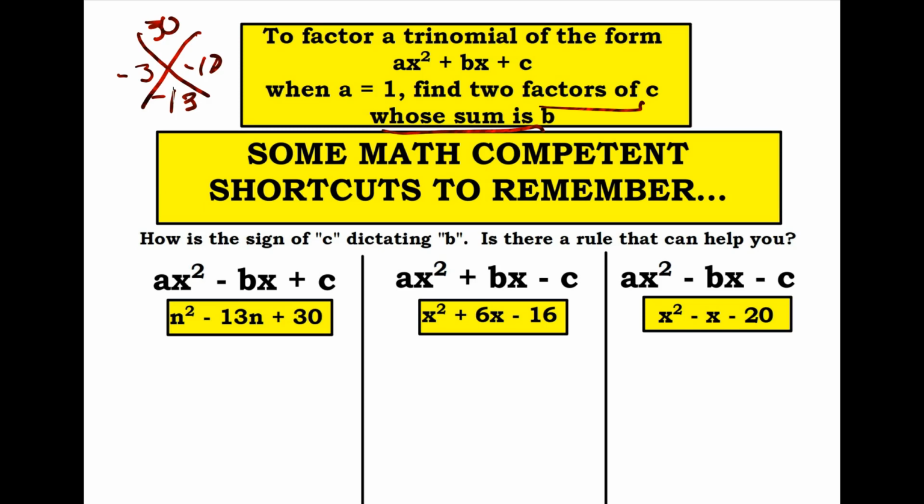You put your C here, you put your B here, and you're like, negative 10 and negative 3 multiply to give you 30, but add to give you negative 13. So you'll see that from time to time.